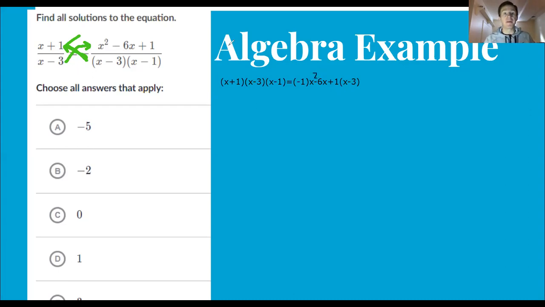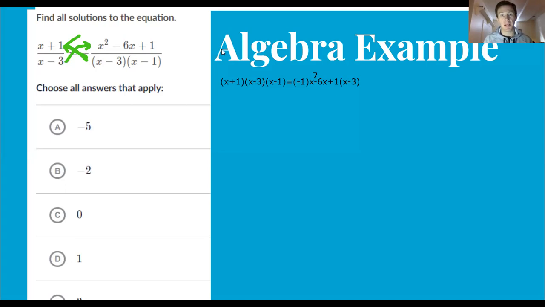There we go. All right. So that should be pretty good. Got the negative 1. That's good. Okay, good. So now I'm just solving this problem.